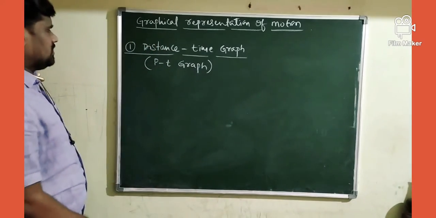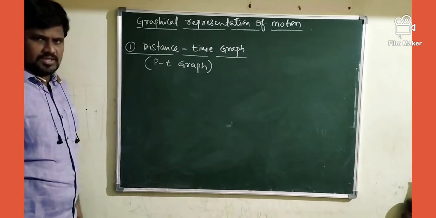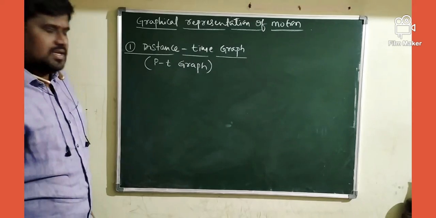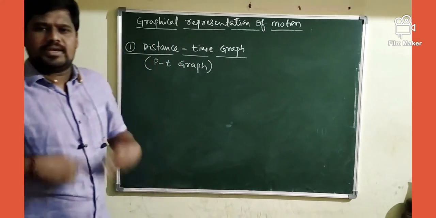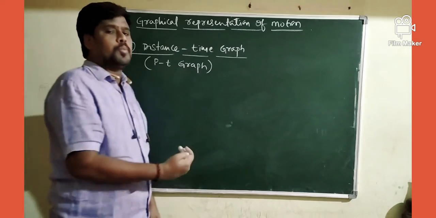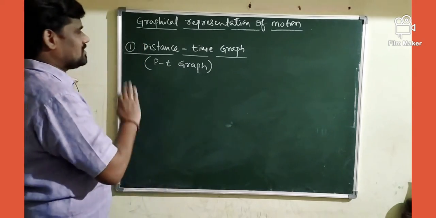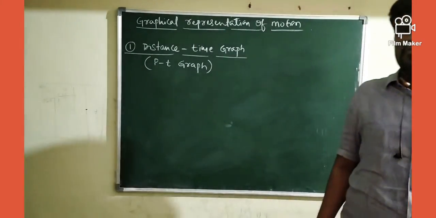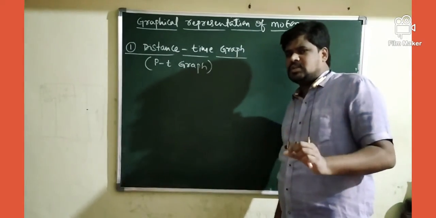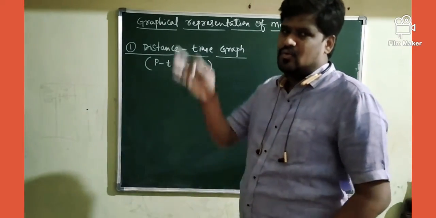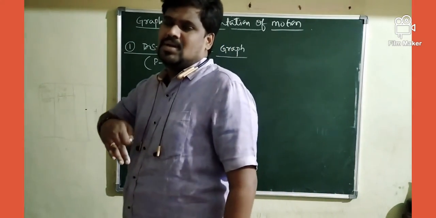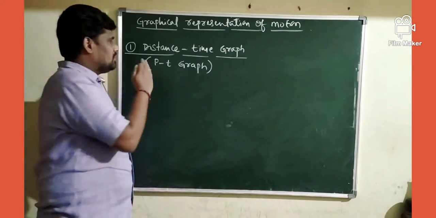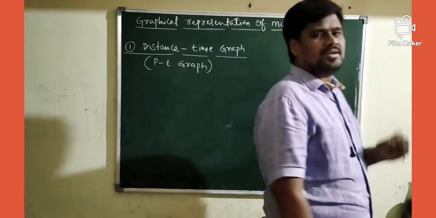Or the distance traveled by an object is taken along the y-axis, and time is taken along the x-axis. Whatever graph you plot, we will call it a distance time graph. Then how do you give the definition for a distance time graph? A graph plotted by taking distance traveled by a body along the y-axis and time along the x-axis is called a distance time graph.